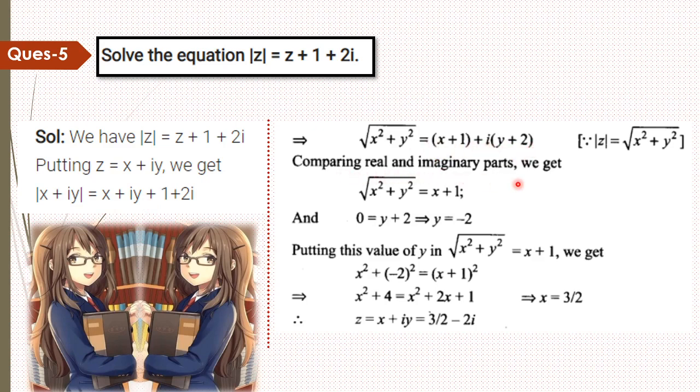Now comparing real and imaginary parts, what are we getting? Under root x square plus y square is the real part, and here we don't have an imaginary part on the left side. So it means y plus 2 is equal to 0. So y is equal to minus 2. Put this value in this equation and get the value of x. We are getting 3 by 2. So what is z? x plus iota y means 3 by 2 minus 2 iota.